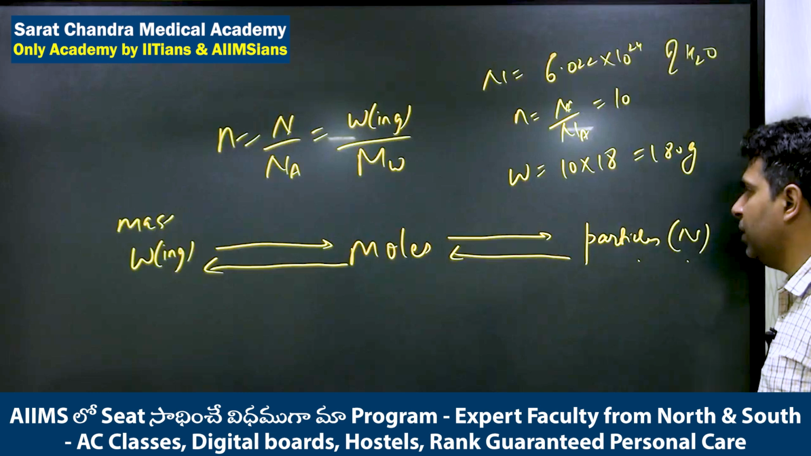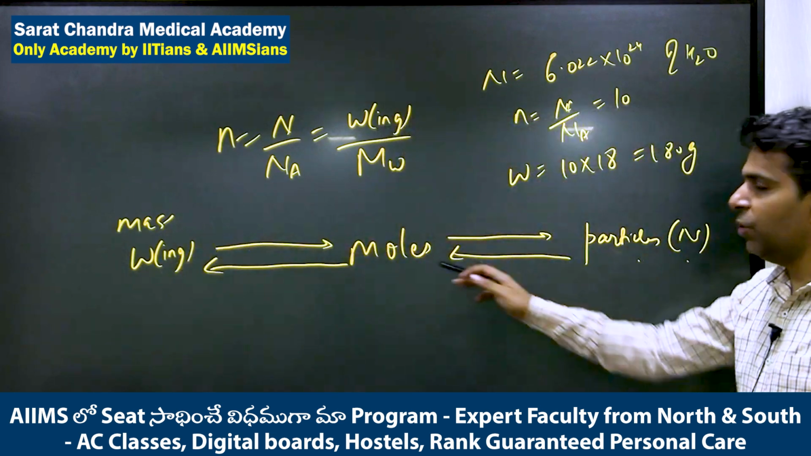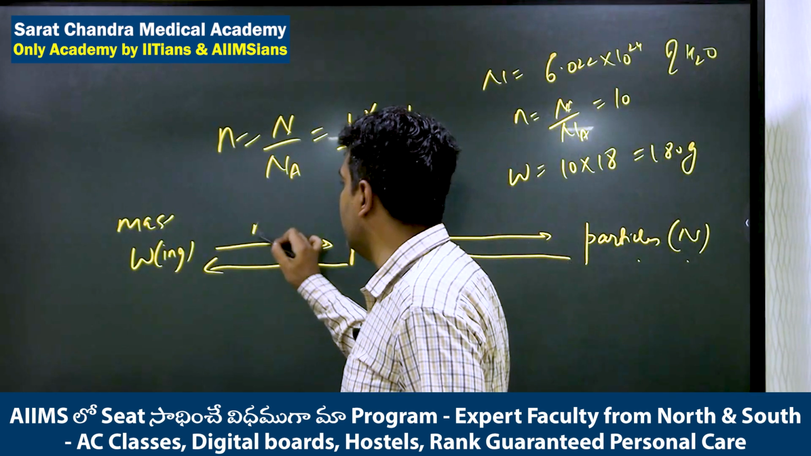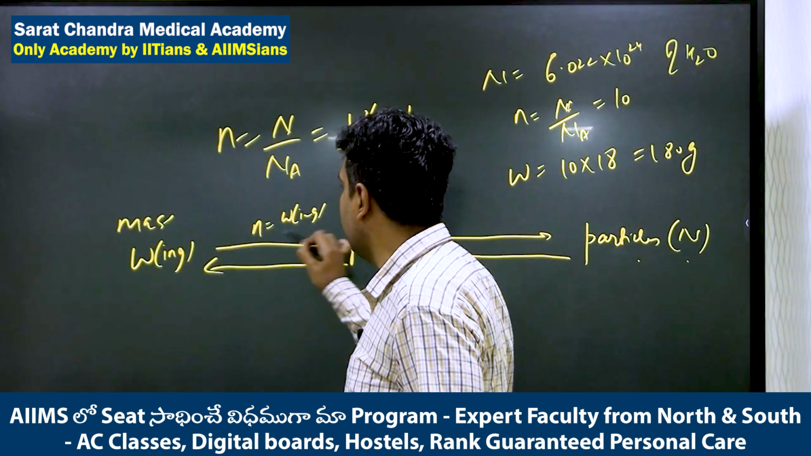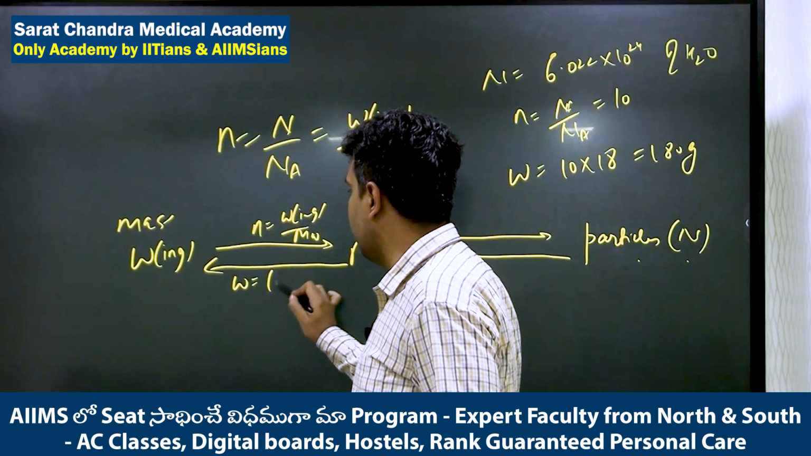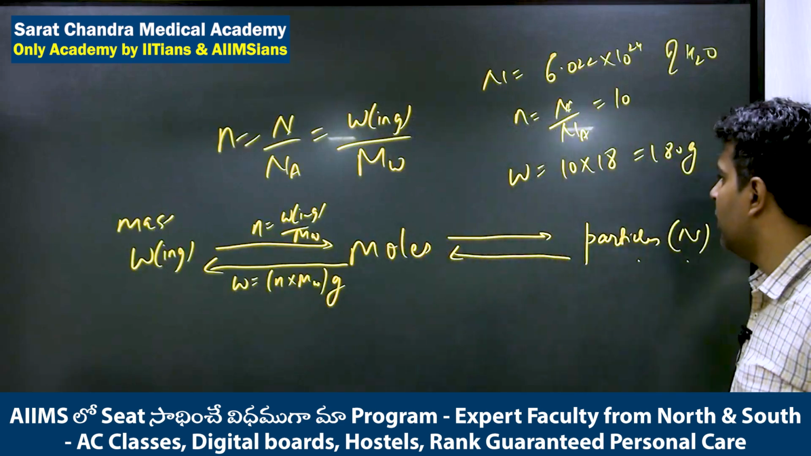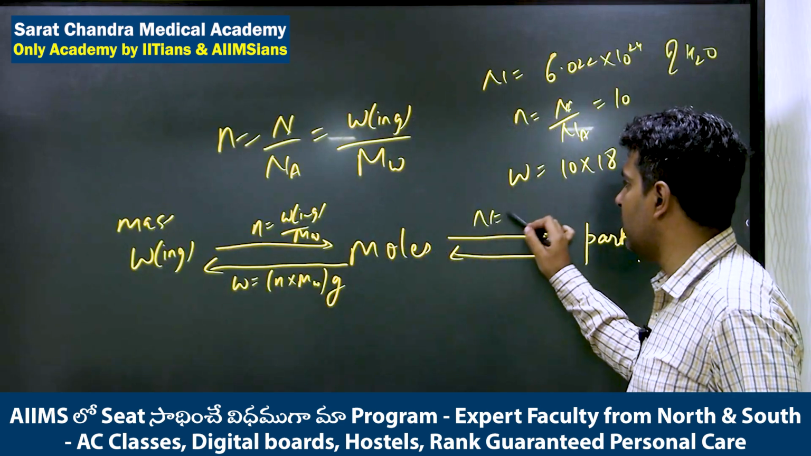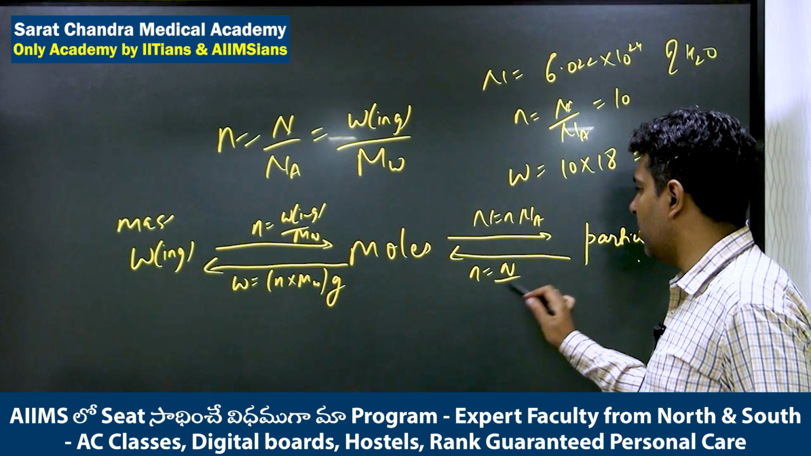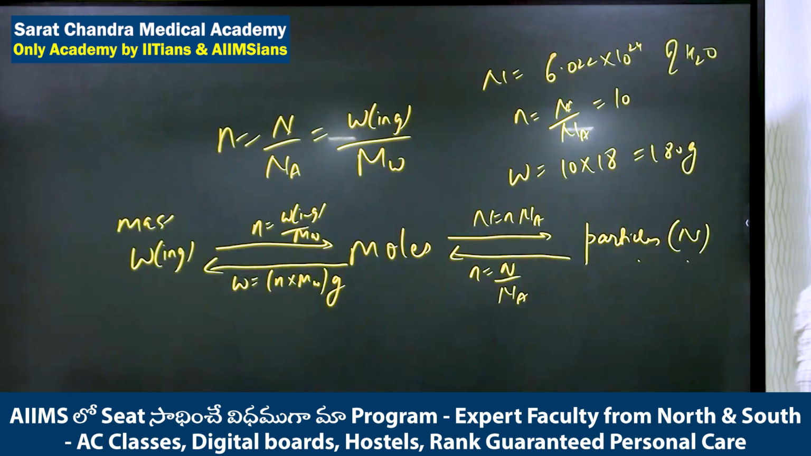So we have done questions based on this. From particles we are calculating mass. From mass we are calculating particles. So in between you have to calculate moles. From mass to moles, weight in grams divided by molecular weight. From moles to mass, mass will be number of moles into molecular weight. So this will be the mass in grams. Then moles to particles, number of particles is number of moles into Avogadro's number. From particles to moles, number of moles is number of particles divided by Avogadro's number. So all questions are based on this.